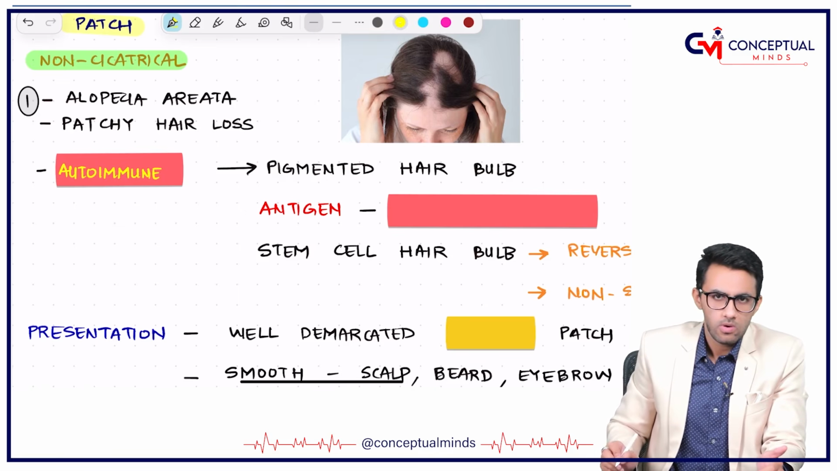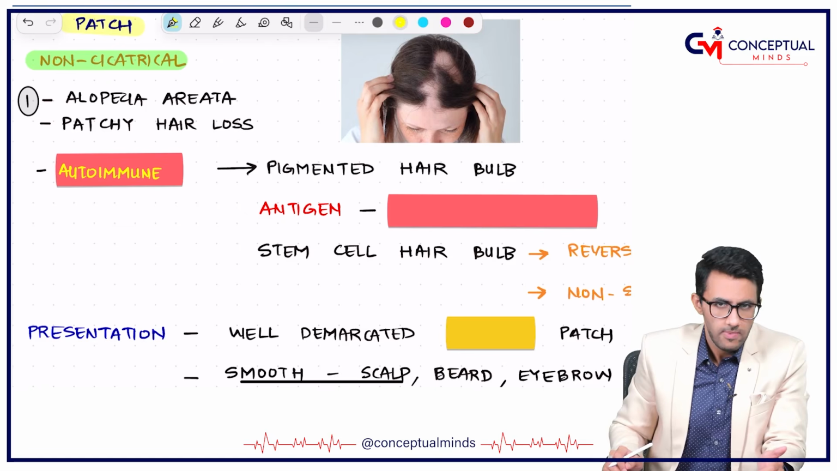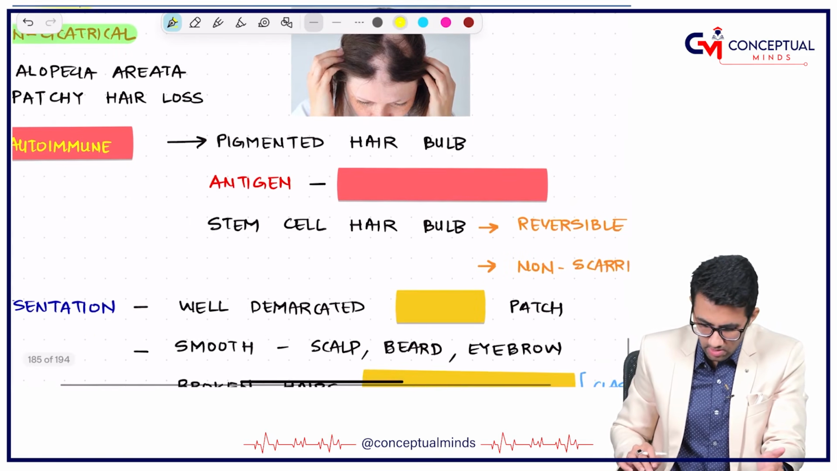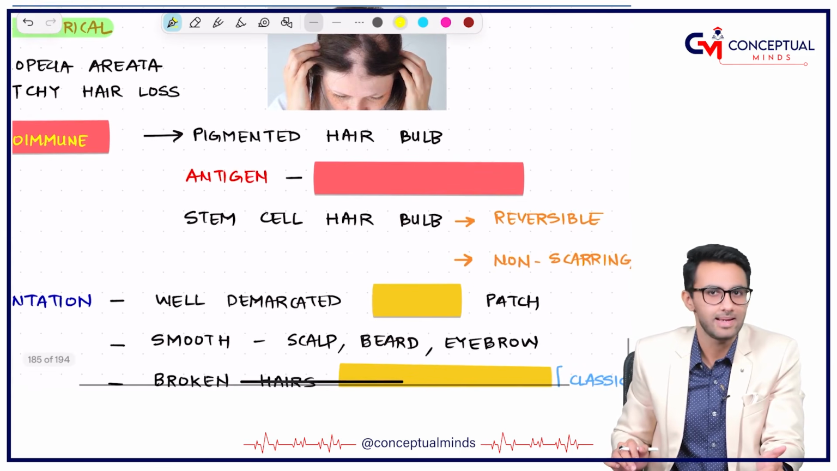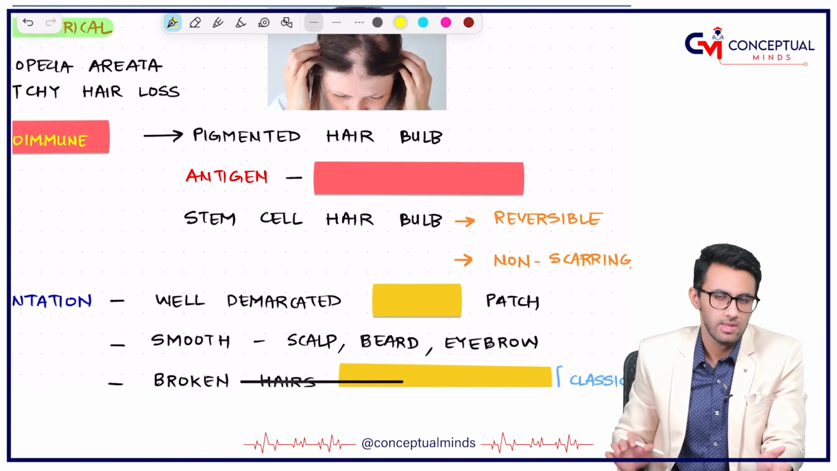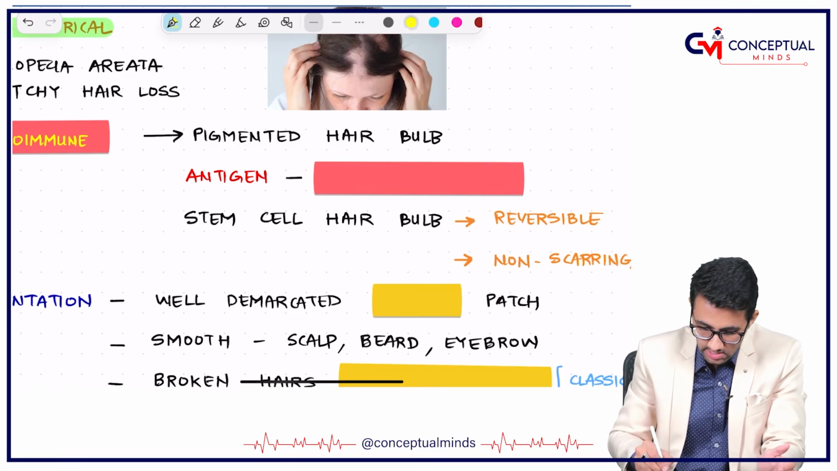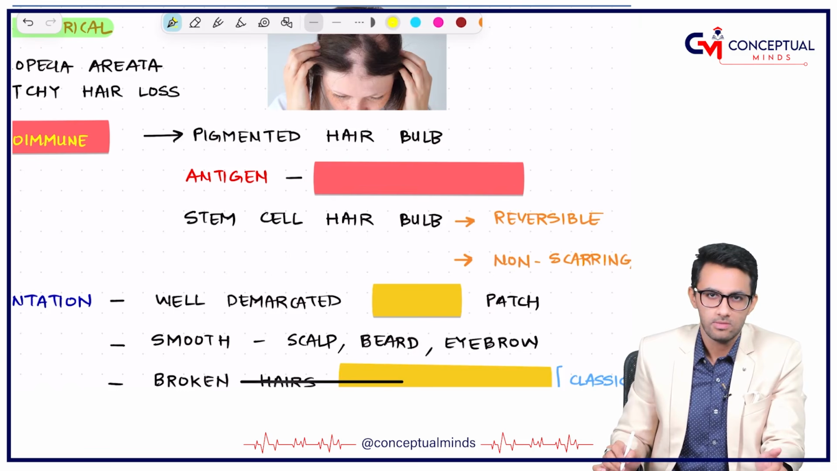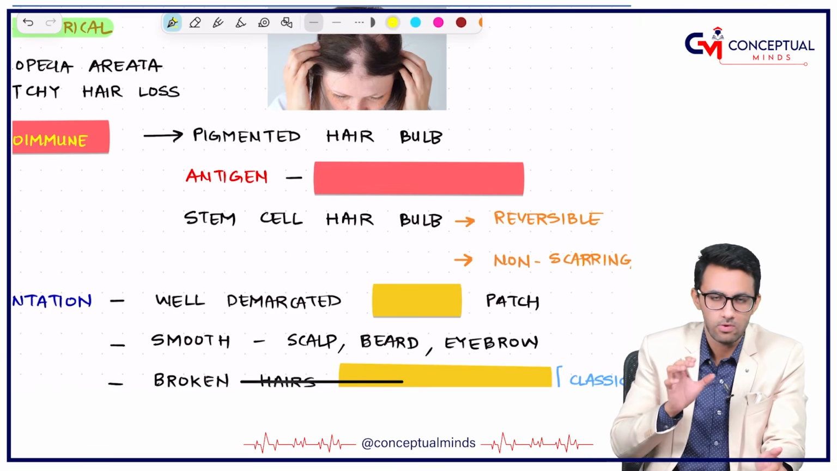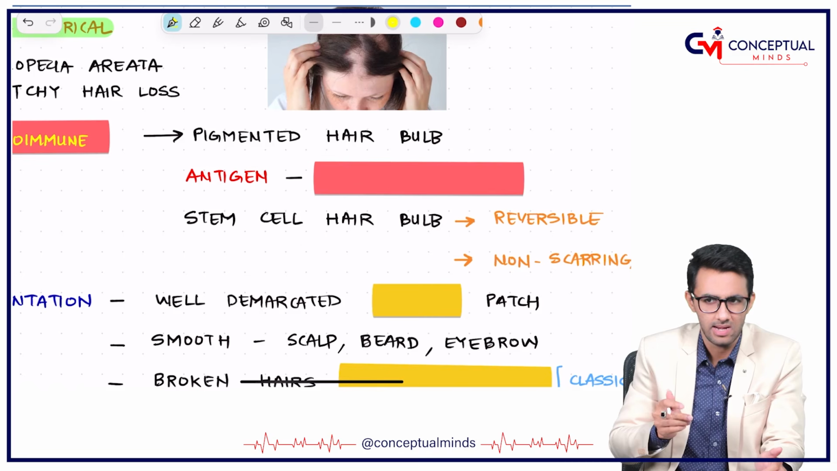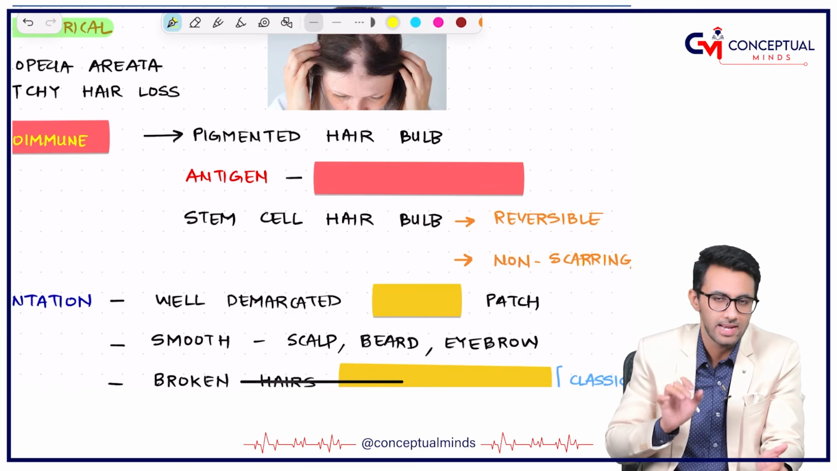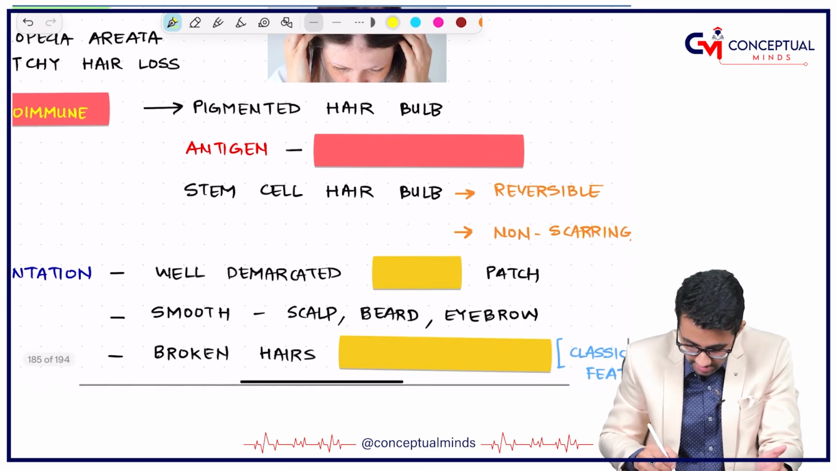So antibodies are against what? The sebaceous gland, the hair bulb, or what? Who is the antigen? If you understand this one point, all good. The antigen is the melanin pigment. I guess a lot of students miss out over here. We know alopecia areata, we can even solve the questions, but we don't know actually what the antibody is and who the antigen is. That is the melanin.